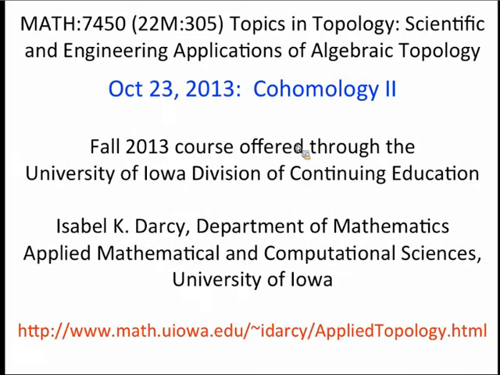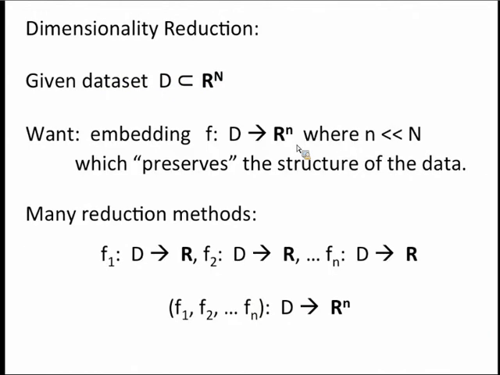So today we will continue talking about applications of cohomology. Just to review what our goal is: dimensionality reduction, which basically means we just want some kind of map. It would be great if it would be an embedding. It probably won't, but we'd like to somehow, in some manner, preserve the structure of the data. Most reduction methods just go into Rn, one component at a time, maybe projecting along principal components or other methods.